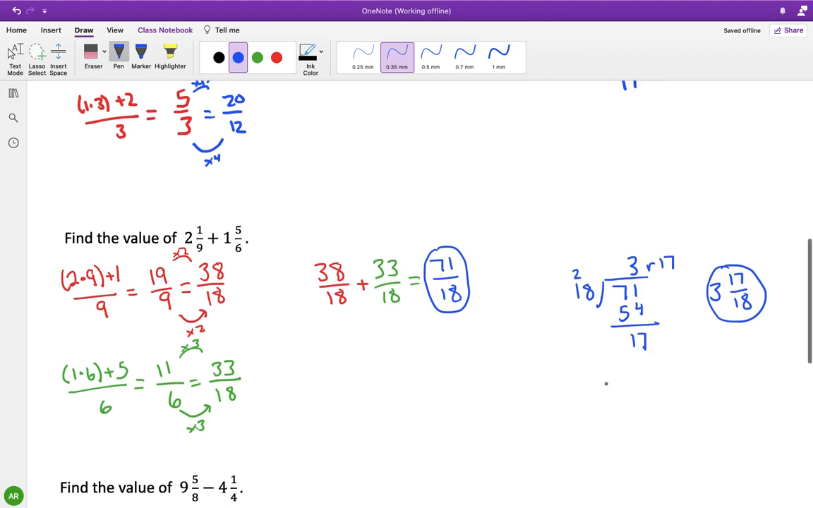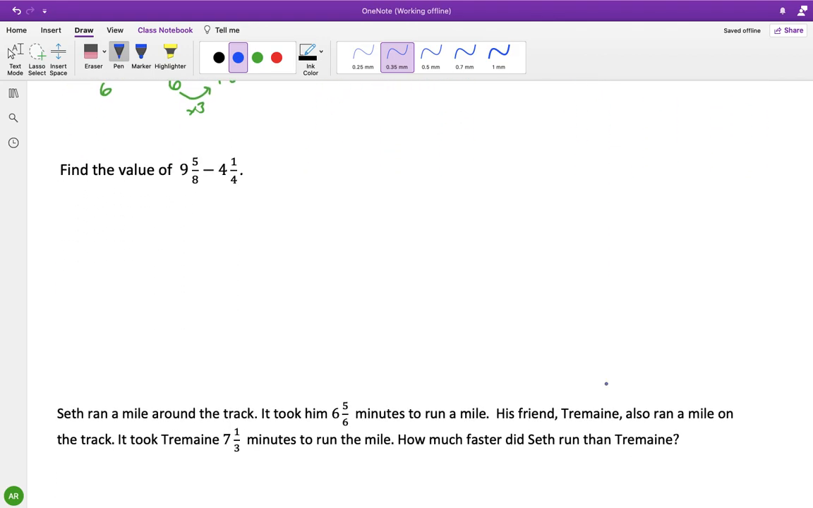Okay, now let's flip the script a little bit and let's talk about what happens if we have to subtract. So you're going to start off the same exact way. We're going to convert these both to improper fractions and find a common denominator. So let's go ahead and do that. So for this first number, 9 5/8, I have 9 times 8 plus 5 divided by 8. Okay, that will equal 9 times 8 is 72. 72 plus 5 is 77. So I have 77 eighths.